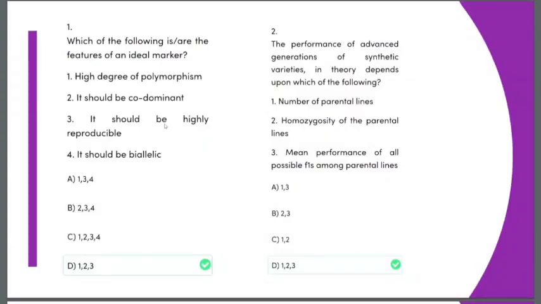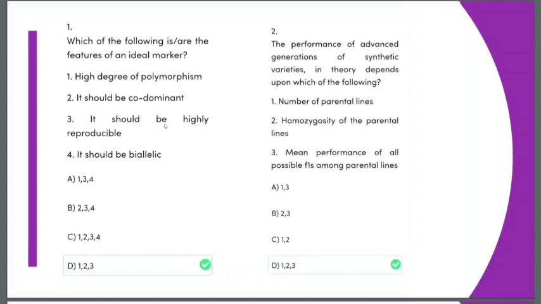First question is, which of the following are the features of ideal markers? Statement first is, high degree of polymorphism. It's correct. It should be codominant. Correct. It should be highly reproducible. Again correct. It should be biallelic. So it's the wrong one. So answer will be D, first, second and third.